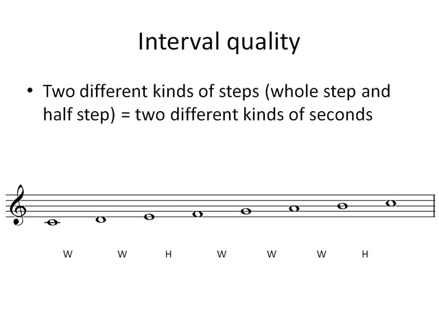I mentioned a few minutes ago that there are two different kinds of step in the major scale, whole steps and half steps, or semitones. If both of these meet our definition of a second, then we need a way to distinguish between the two different sizes of second. This is where interval quality comes in.